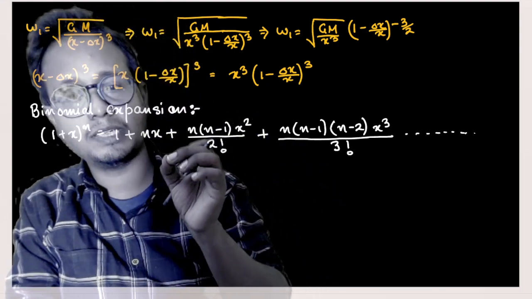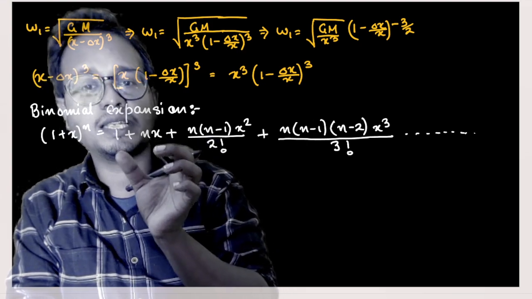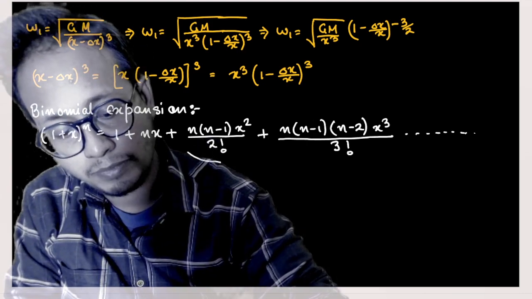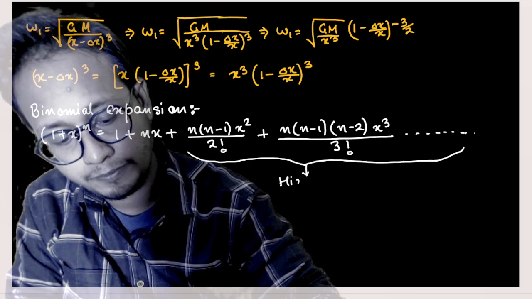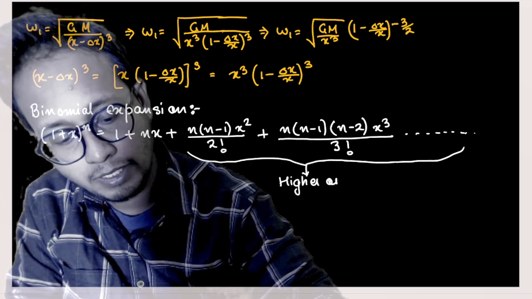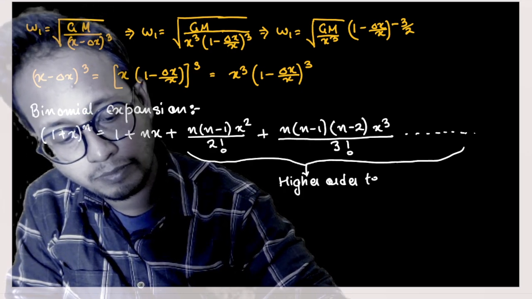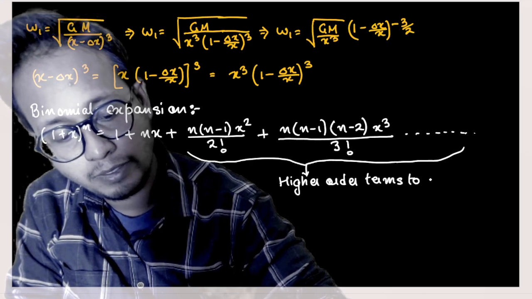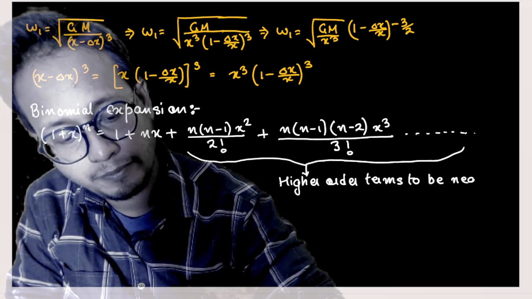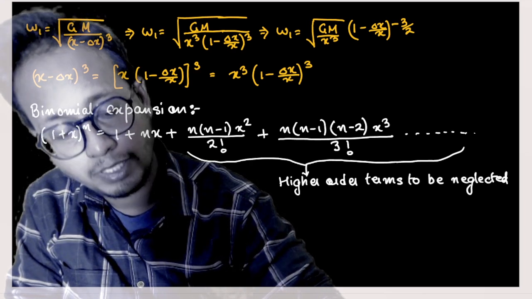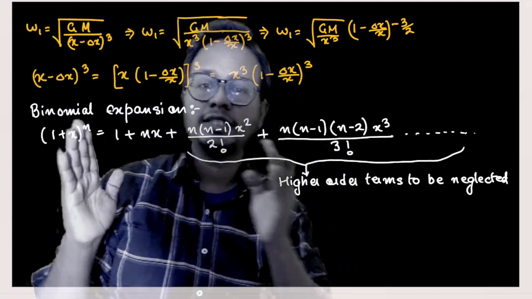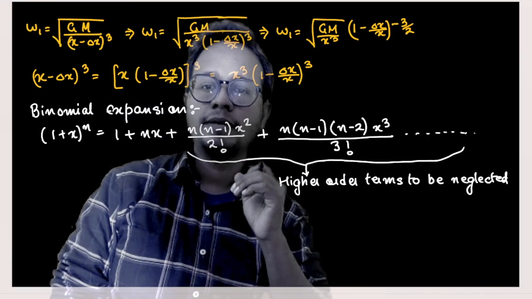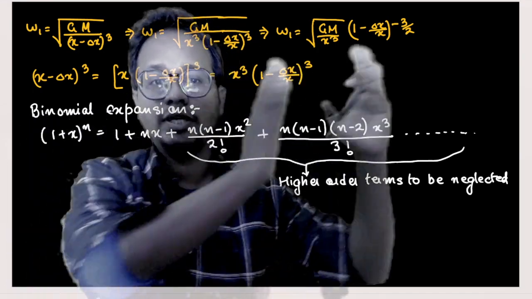And in the remaining cases in your syllabus, they have just taken the second term. So these higher order terms are always neglected in your syllabus. Higher order terms to be neglected. Understood this much? Most of the time you use only one. In some of the cases you use both, 1 plus x. Now we'll apply this formula here.